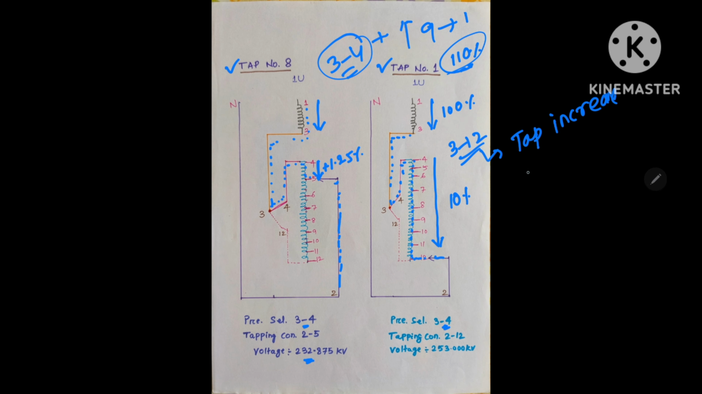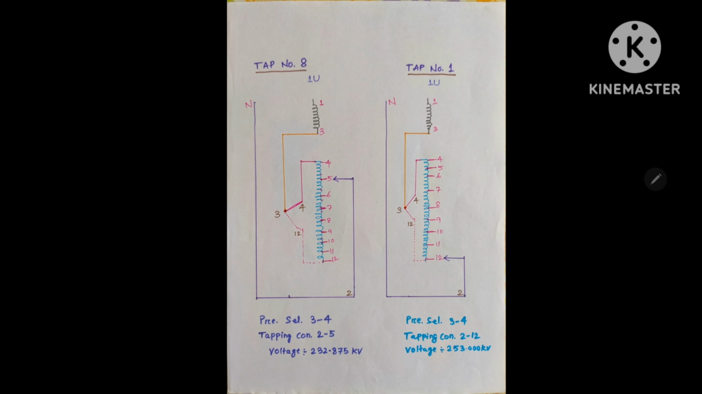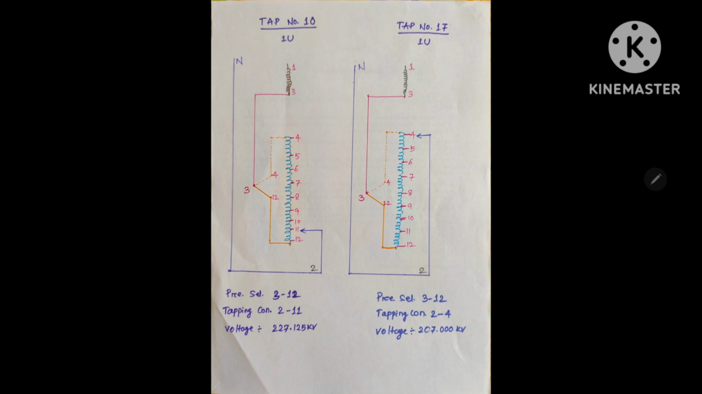This means that the additional winding we are connecting in such a way that it will oppose the main flux. So the next picture we will see. This is tap number 10 and tap number 17. So 9 next coming to 10 and so on it will come to 17.